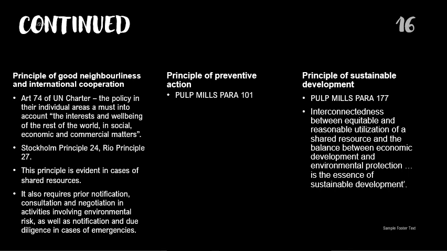Principle of good neighborliness and international cooperation. We see it in Article 74 of the United Nations Charter. We see it in Principle 24 of the Stockholm Declaration. We see it in Rio Principle 27. And it is also evident in cases of shared resources. It requires prior notification, consultation, and negotiation in activities involving environmental risk. A good neighbor, for example, would tell their neighbor that I'm about to play this radio, I'm about to have a party which might result in noise pollution, so please be aware, or I'll try to turn the volume down so you are not affected.